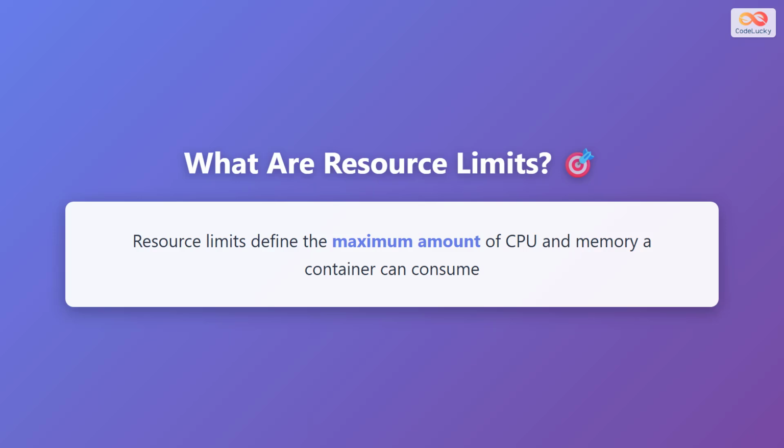Resource limits define the maximum amount of CPU and memory that a container can consume in your Kubernetes cluster. Think of them as a ceiling or upper boundary that prevents any single container from using unlimited resources. When you set a limit, you're essentially telling Kubernetes that this is the absolute maximum this container is allowed to use, no matter what. This is different from resource requests, which specify the minimum guaranteed resources. Limits act as a protective measure to ensure one application doesn't monopolize all available cluster resources.